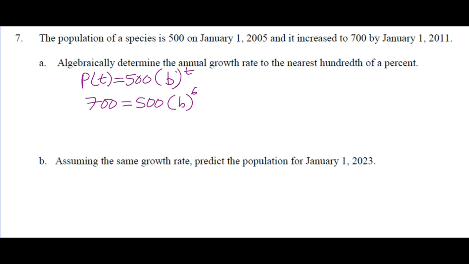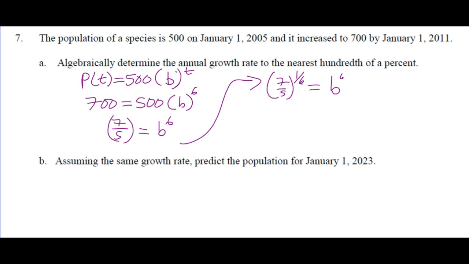We need to do this algebraically and divide both sides by 500, giving us 7 over 5 is equal to b to the 6th. How do we solve for the base? You can do 6 log b, but now you have a log of an unknown, right? So, 6th root. We take each side, so 7 over 5 to the 1/6 is equal to b to the 6th to the 1/6. So what's b equal to?